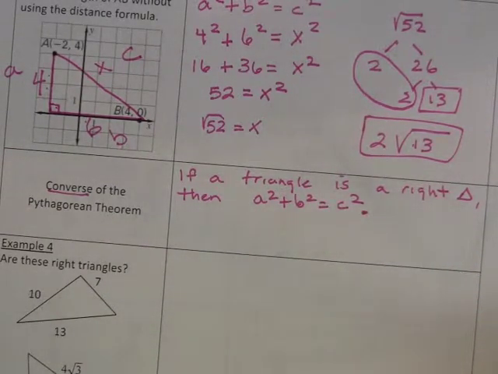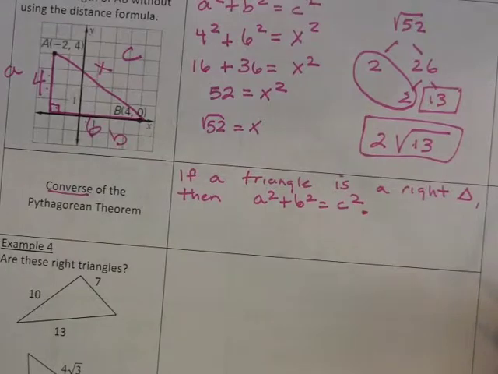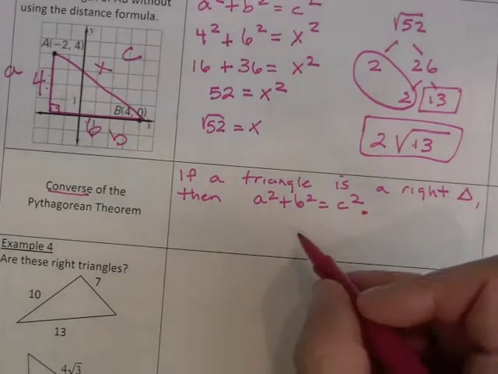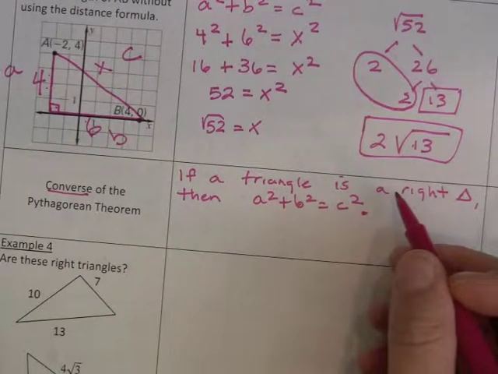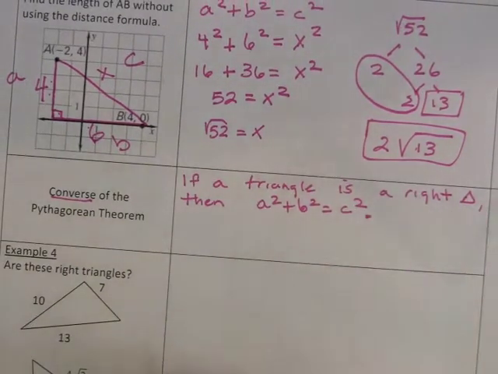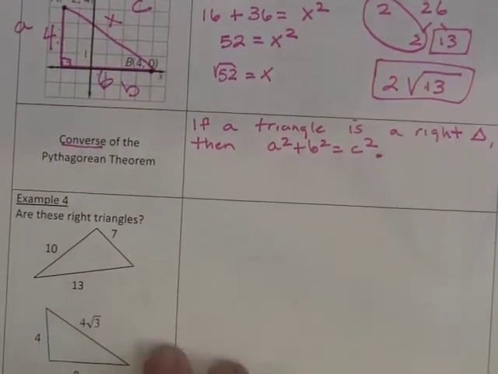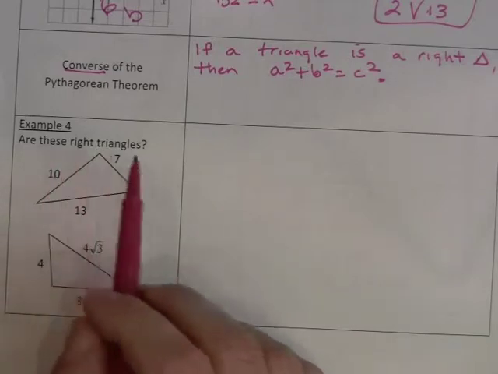Now, if it's not a right triangle, then it won't work. A squared plus b squared will not equal c squared. So we want to see if that will indeed work. If it works, we know it's a right triangle. If it doesn't work, not a right triangle. So, down here in our examples, we have this right triangle here.